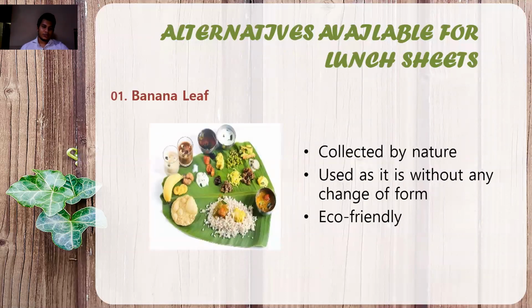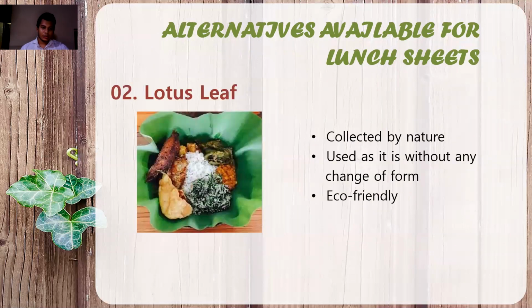Then the alternatives. First, we take banana leaf as an alternative, which we use as it is without any mutation, and it is available in nature and eco-friendly. The second alternative is the lotus leaf. It is also used as it is without any mutation, and can be collected from nature.